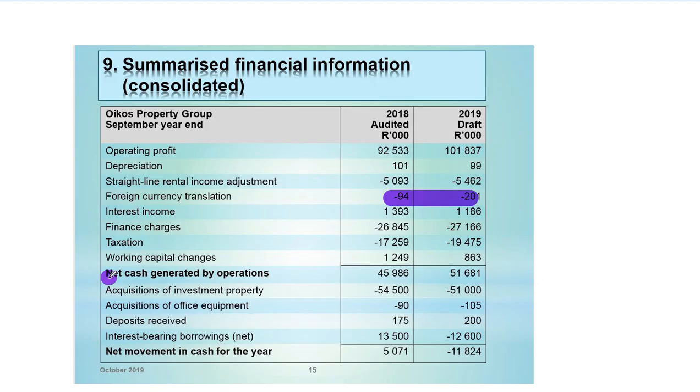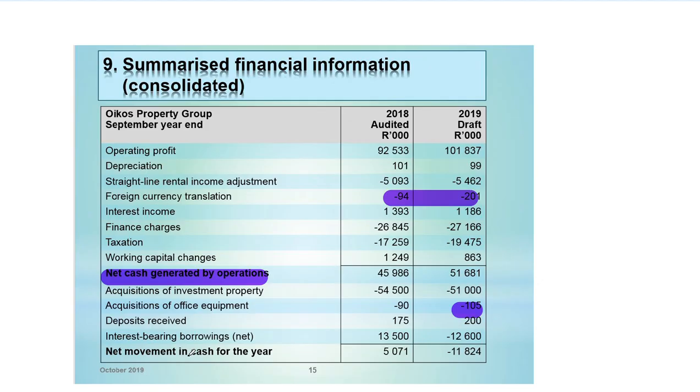So then they're giving us net cash generated from operations. So this is like a cash flow statement. That's why you see this information. And then acquisition of investment property. So there was 54 million and 51 in the current year. Acquisition of office equipment, it's minus 90, minus 105. So we see the bigger increase in 2018 to 2019, and now we understand it's because of this acquisition. Then deposit received went up, and interest-bearing borrowings went down.